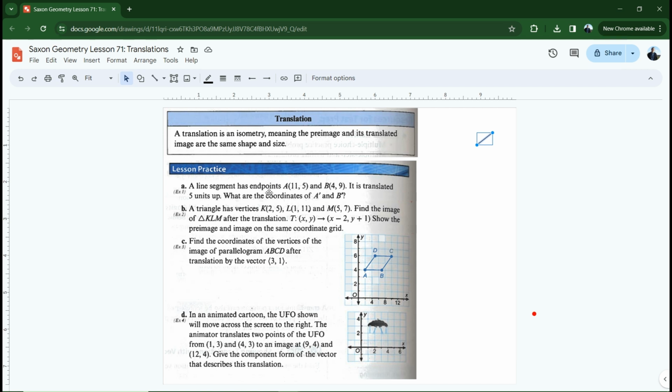So if I'm sliding a line segment up 5 units, what's going to happen to the coordinates? The coordinates are going to go up. So the up coordinate, the y coordinate, is going to go up 5 units. It's going to increase by 5. So the new position will be (11, 10) and (4, 14). Let's just make sure I did that right. (11, 10), (4, 14). Please note the notation. My pre-image was what I started with before, and it was just points A and B. For my image, I have A prime and B prime because it's after it's been moved.